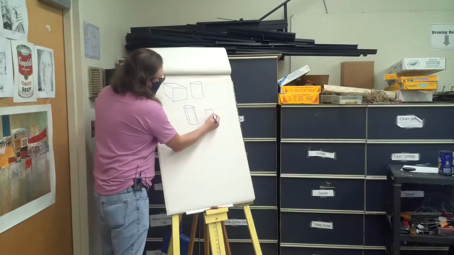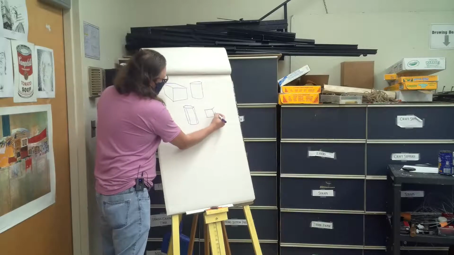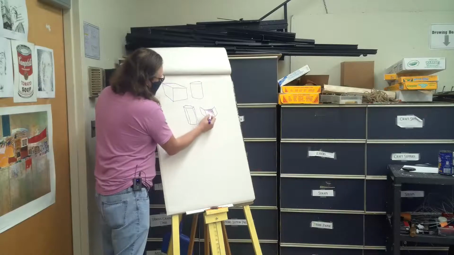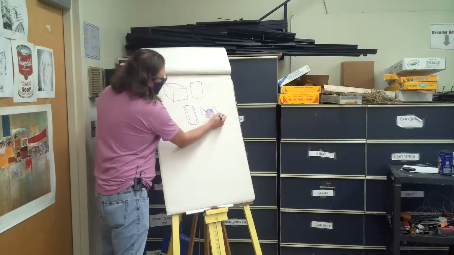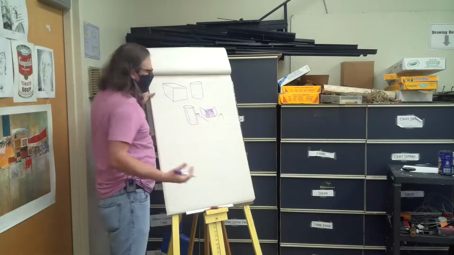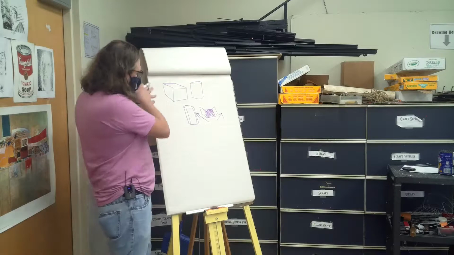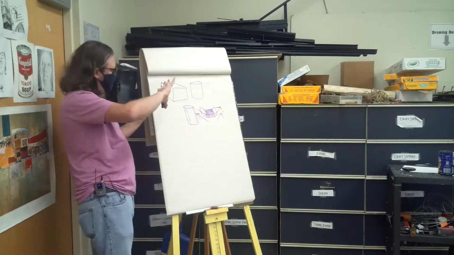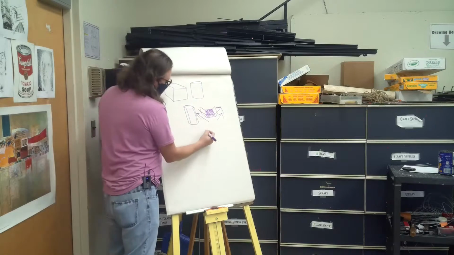Because I'm taking advantage of foreshortening to give the impression that this plane is closer to me, and these two planes are going away from me in space. Right? Giving the impression of then a curved surface that's in front of me. Or the other way around.